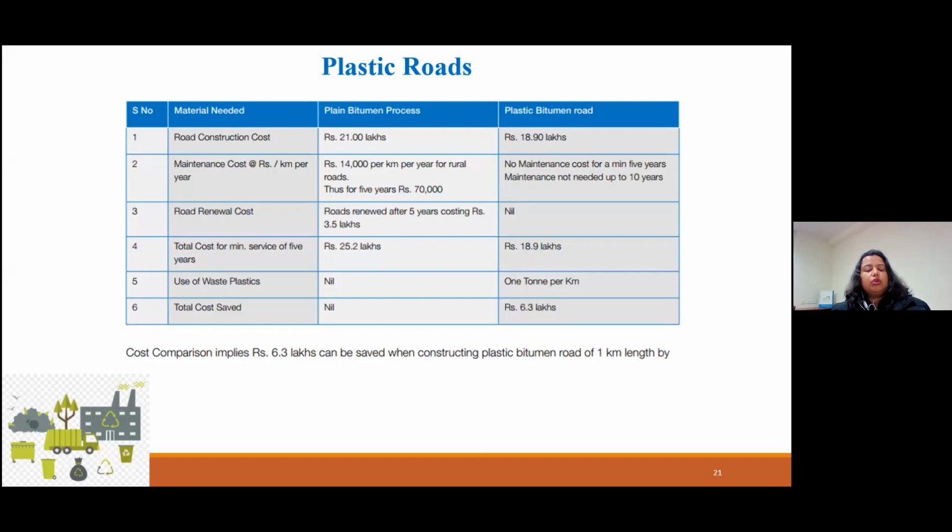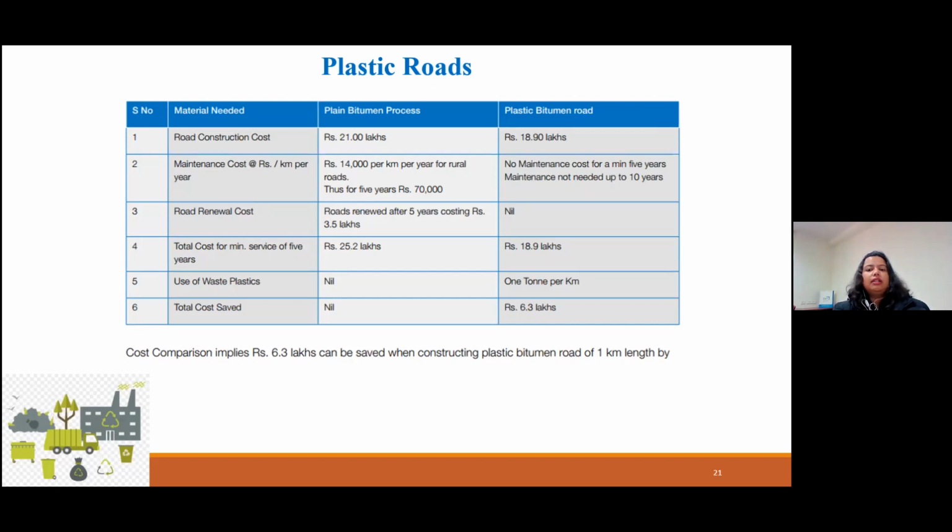So then your total cost of minimum service for 5 years is calculated. And so overall, it's around rupees 6.3 lakhs that you save in cost per kilometer of road length in these roads. Obviously, this data applies more to the higher end highway constructions made for higher axle movements.